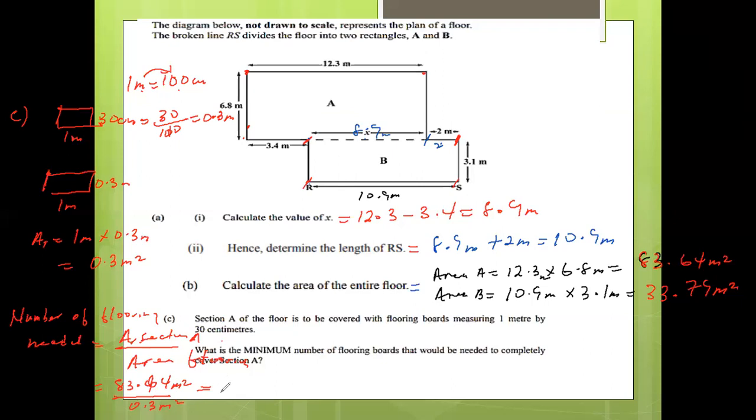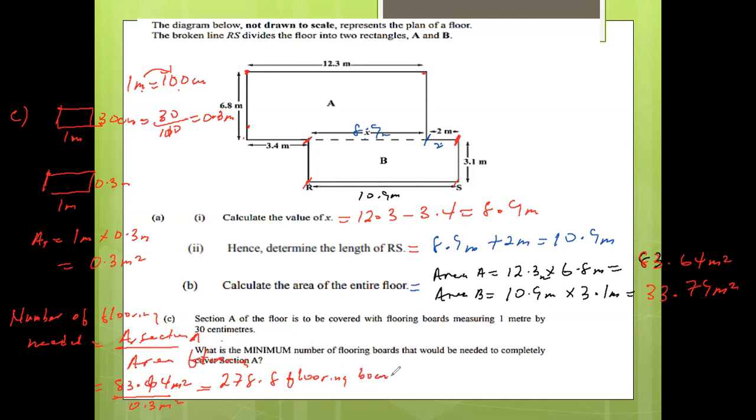Sir, 83.64, what do we get? 278.8. 27.8, right? Sir, 278.8. Oh, 278.8. Okay. Hold on. So 278.8, right? Flooring boards, right?